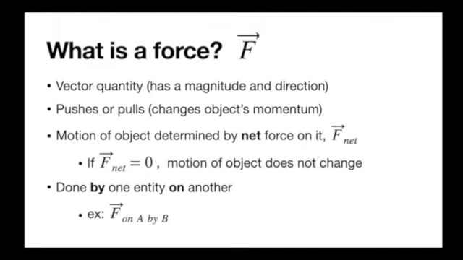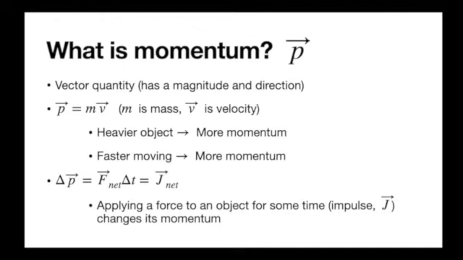Motion of an object is determined by the net force, right? So it doesn't matter how many forces are on an object. If they all add up to 0, then that object is not going to have any change in its motion. And the motion only changes if F net is non-zero. What is the motion of an object?